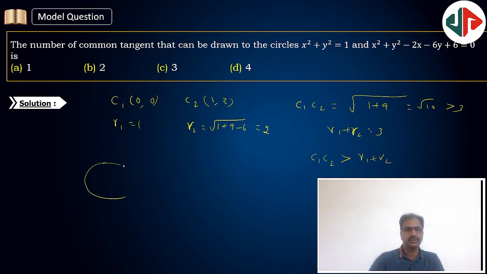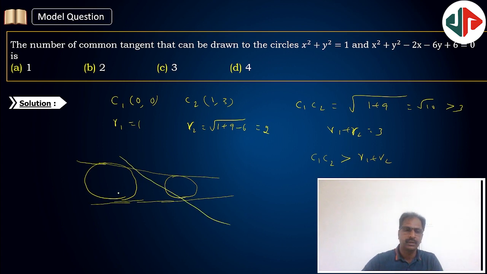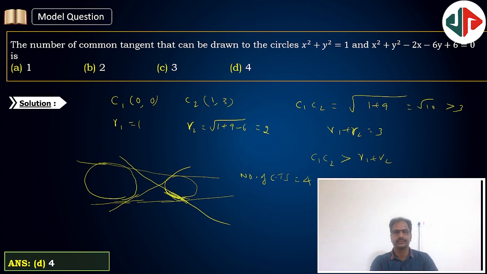C1C2 greater than R1 plus R2 means the diagram will be like this. In this case, the number of common tangents that can be drawn is 4: 2 direct common tangents and 2 transverse common tangents. So the number of common tangents will be 4, option B.